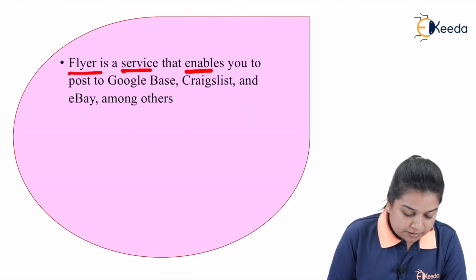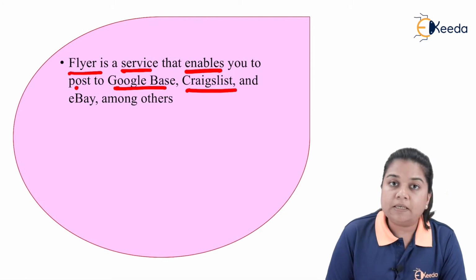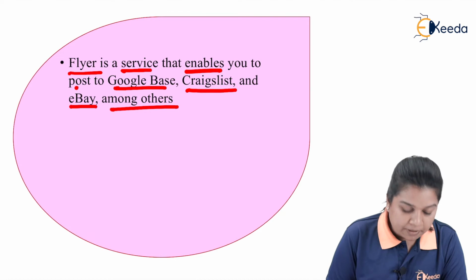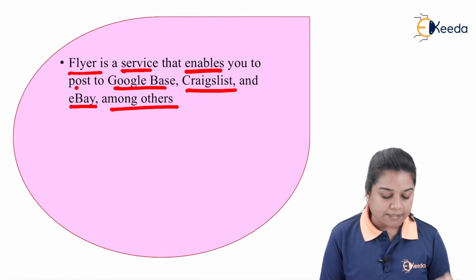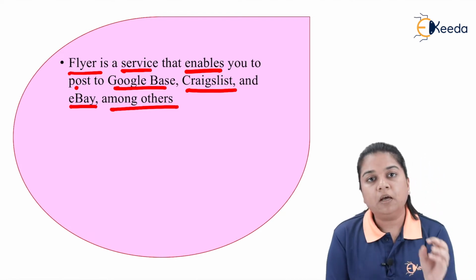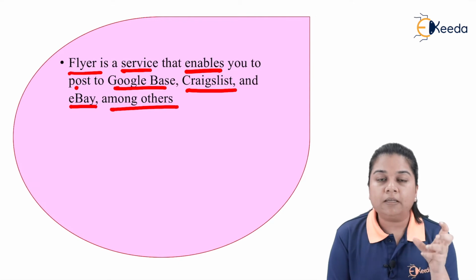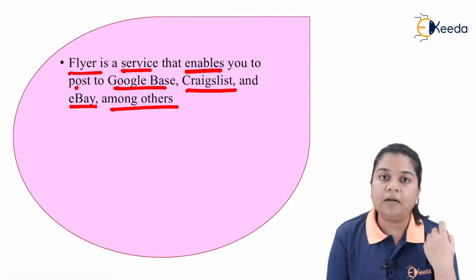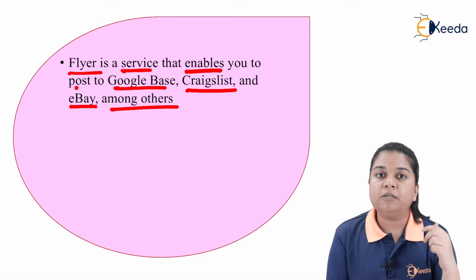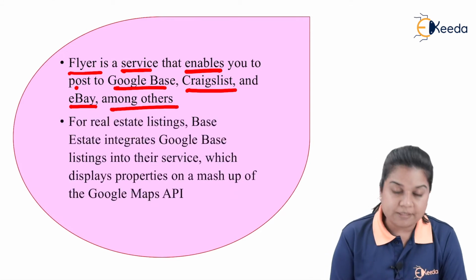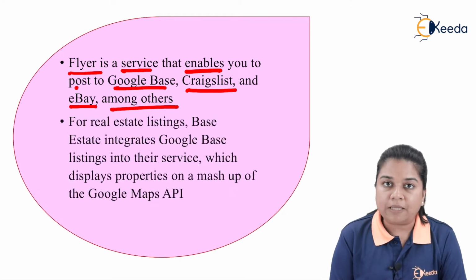Flyer is a service that enables you to post to Google Base, Craigslist, and eBay, among others. These are examples of how the service is being used, showing what the Google Base API is, how it helps, and why it is used by programmers. These examples give insight into that.